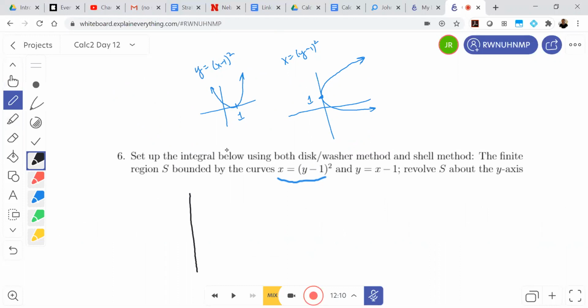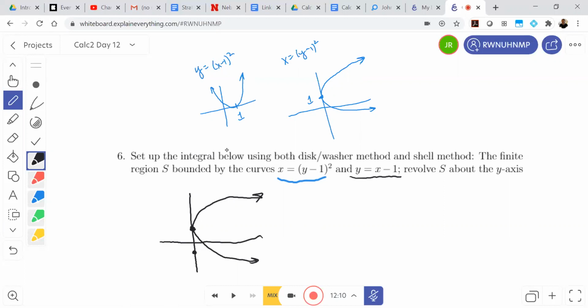So what we have then, back here on our real paper, okay, there we go. So we've got our sideways parabola, kind of looks like this. And then we've got the line y equals x minus 1. This is just a line. It has a slope of 1. It has an intercept of -1. So it's going like this.